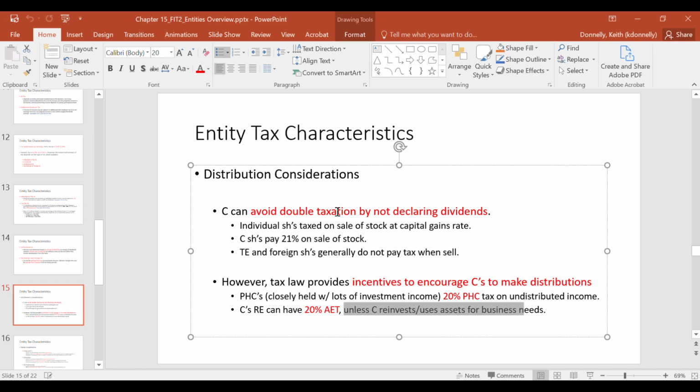You may think, let's not distribute the money to avoid the double taxation, but there are consequences to doing that. It could maybe make the stock more valuable, which would increase the capital gains rate. And then the corporation itself has to balance that out against two potential separate taxes it could pay.